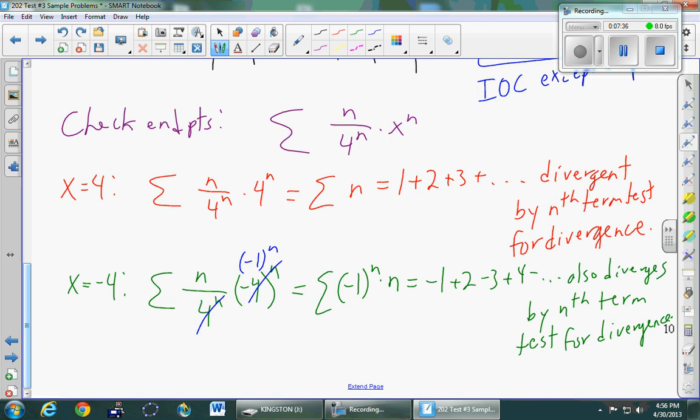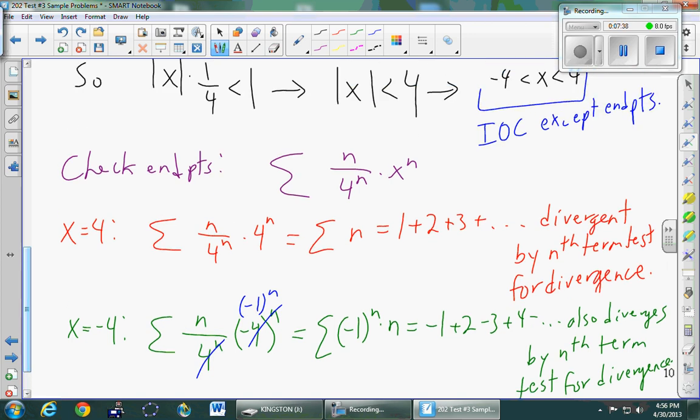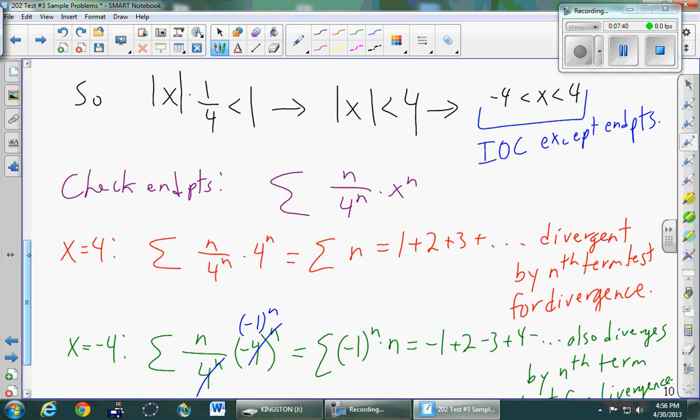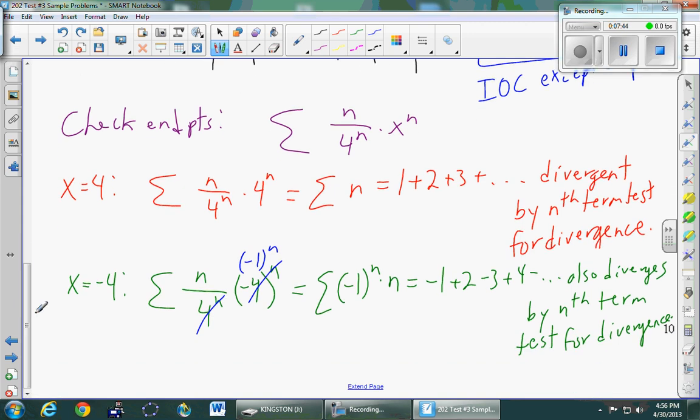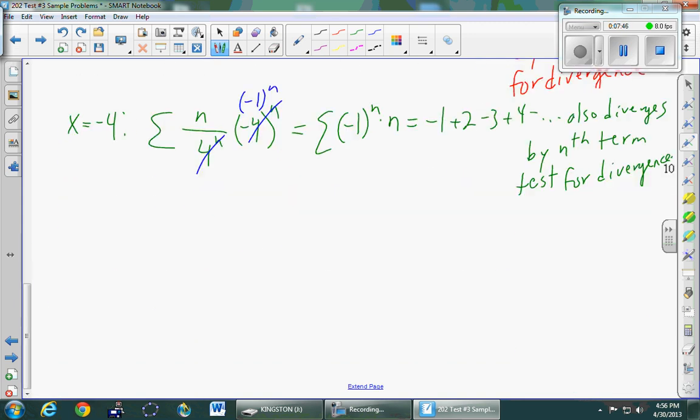So putting it all together, I saw underlined up there in blue that the interval of convergence was -4 to 4. We checked the endpoints. This series diverged at both endpoints, so the interval of convergence truly is -4 to 4, not including either endpoint. Open on both sides.